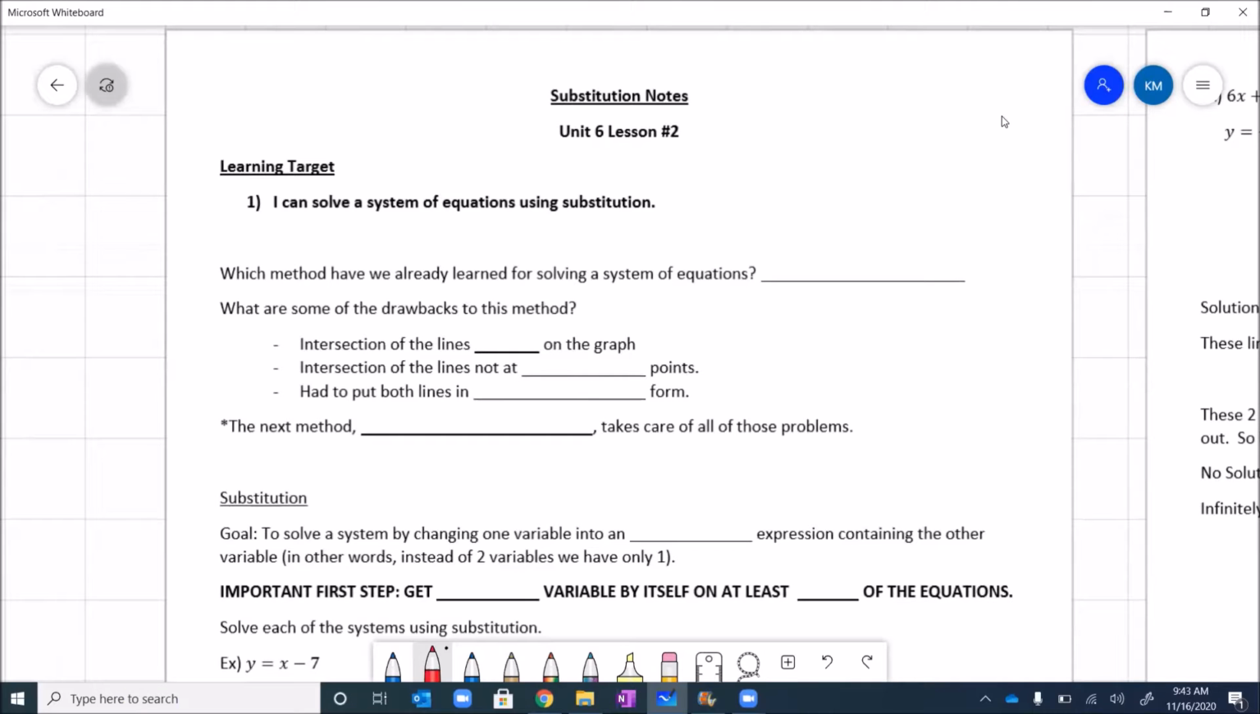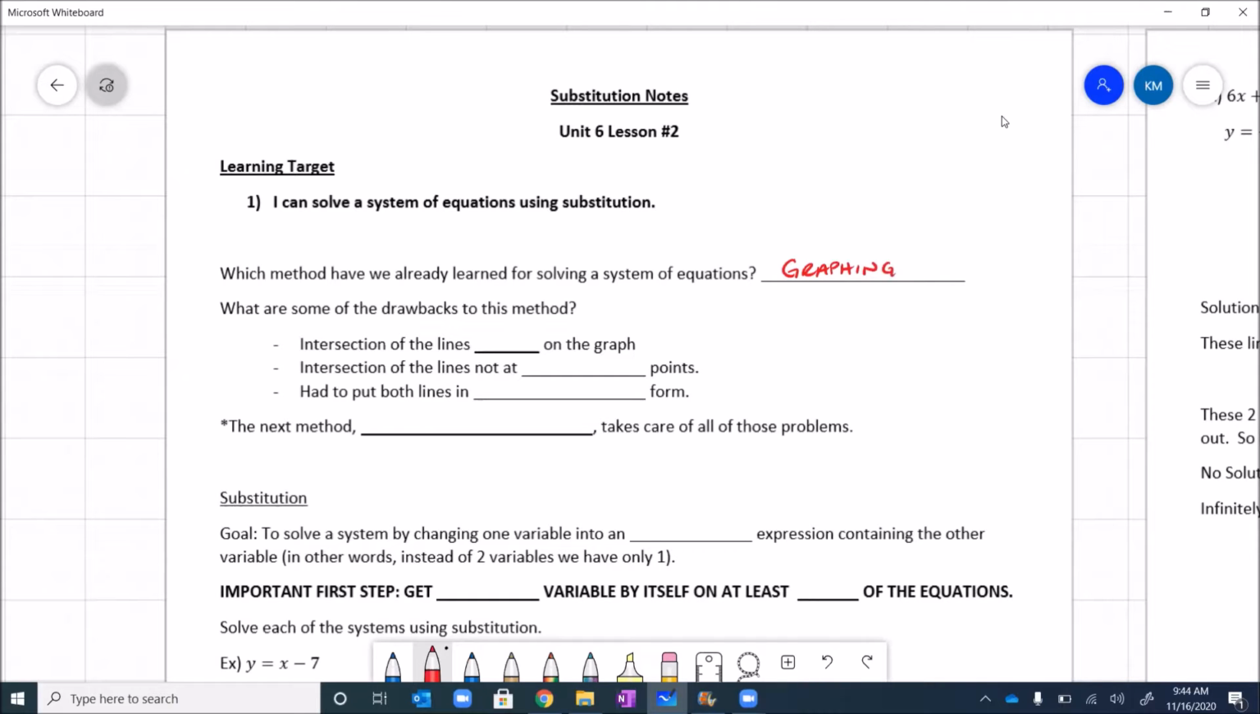Today we're going to look at substitution notes. At the end of this video, you should be able to solve a system of equations using substitution. Which method have we already talked about for solving a system of equations? That was graphing, right, in the previous video, previous lesson.